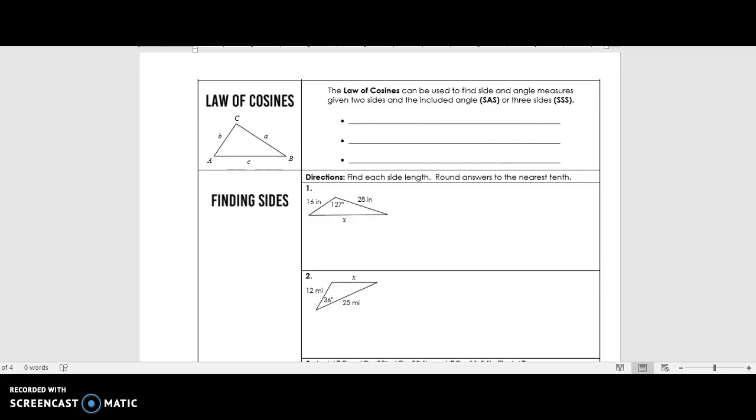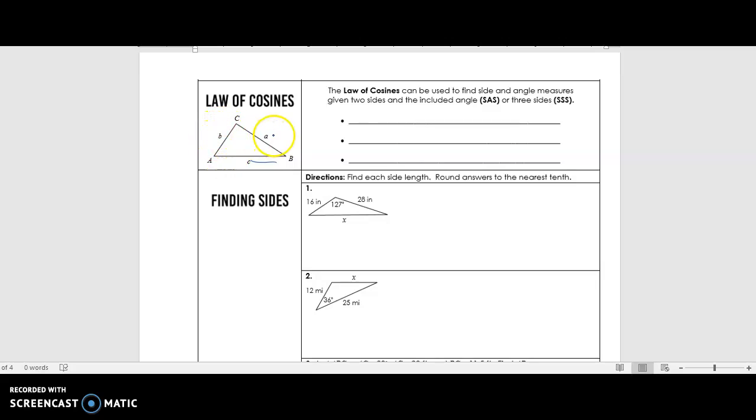Law of cosines. Previously, we learned law of sines. Today, we are going to do law of cosines. All right. So, let's change the thickness of my pen. Okay. So, what is this law of cosines?